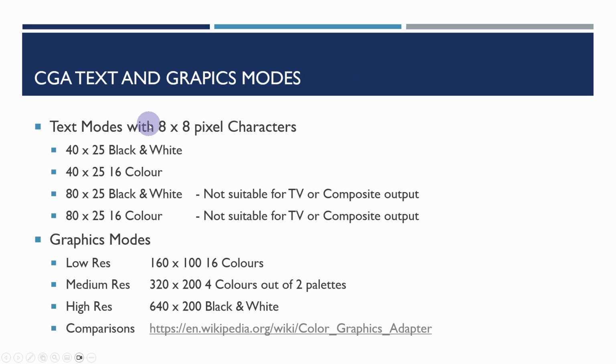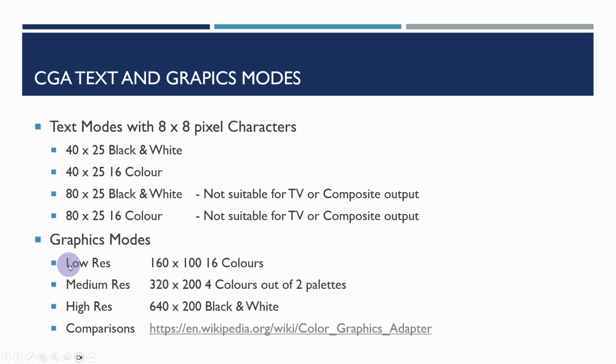So the text modes with these 8 by 8 pixel characters, we've got 40 by 25 black and white, 40 by 25 with 16 colours. Now those were really more for using with TVs and perhaps composite monitors. The 80 by 25 of black and white and 80 by 25 for 16 colour, you really needed to use a CGA digital input monitor.